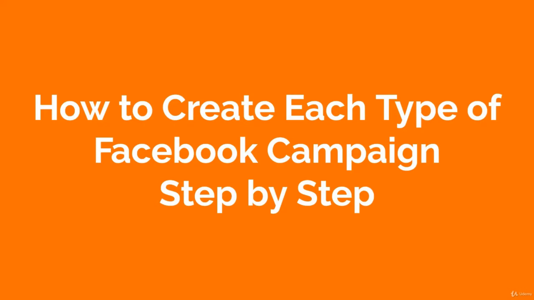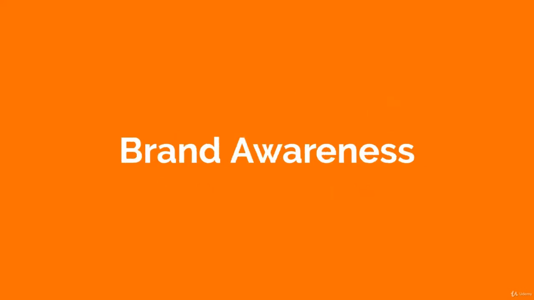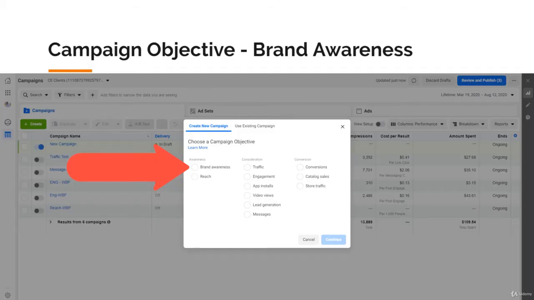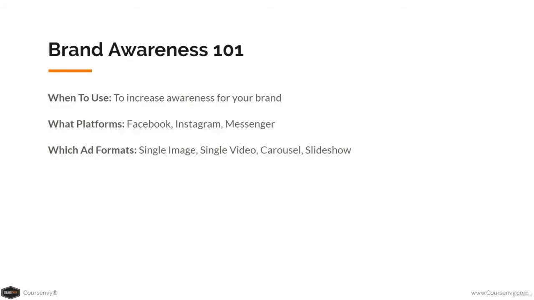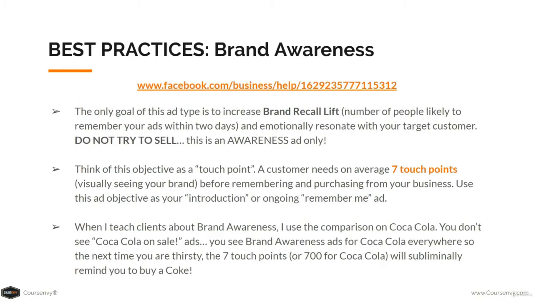How to create each type of Facebook campaign step by step. First, brand awareness. So our first objective, brand awareness. So when to use this? To increase awareness for your brand. You can do this on the platforms Facebook, Instagram, or Messenger. With the formats, single image, single video, carousel, or slideshow.